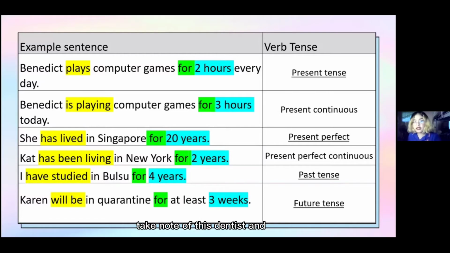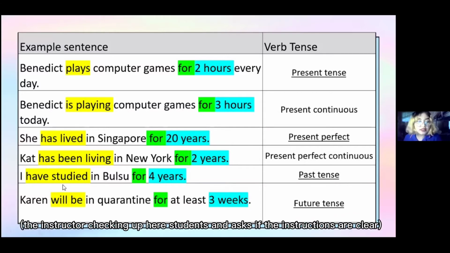Take note of these tenses, because later on you'll do an activity similar to this. You're going to use the time word for, and then you're going to construct your own sentence using these verb tenses, like in the present tense. Use for in the present tense. Okay? Are we clear? Are you still there, people?